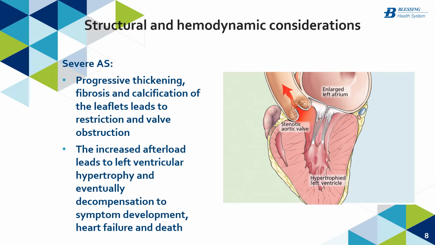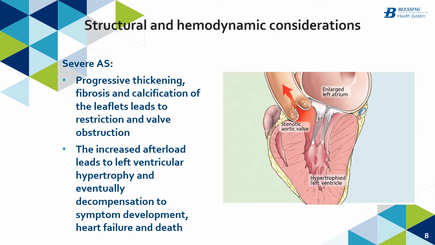So let's talk a bit about structural and hemodynamic considerations when this valve becomes so stenotic. The progressive thickening and calcification lead to restriction and valve obstruction. As the left ventricle tries to promote the same amount of cardiac output through that tight valve, it leads to increased afterload, left ventricular hypertrophy, and can eventually lead to decompensation and symptom development, heart failure, and death.